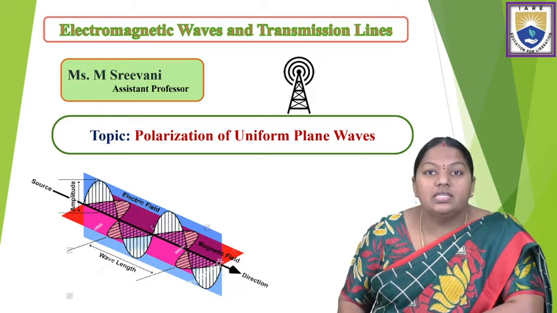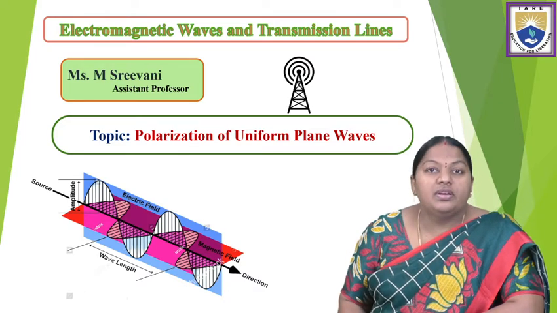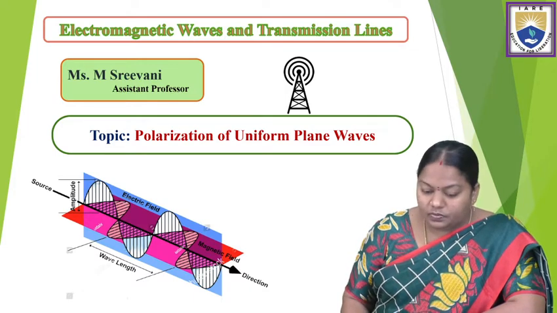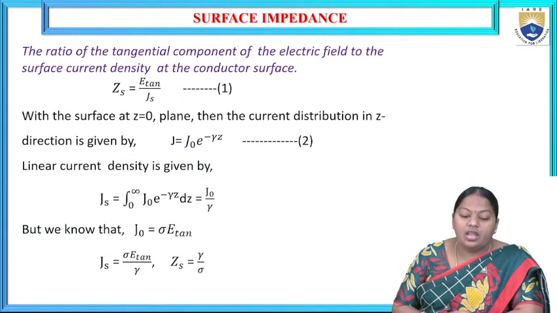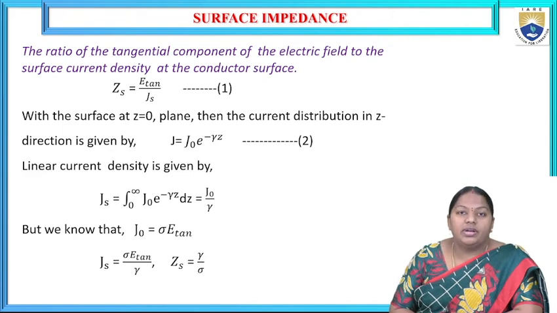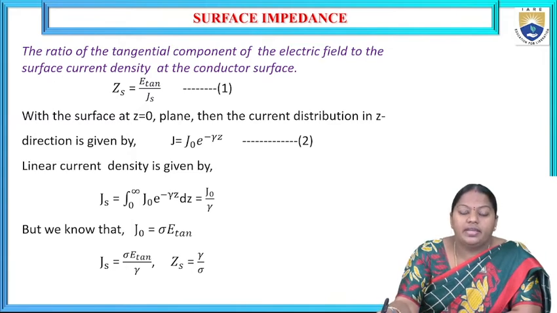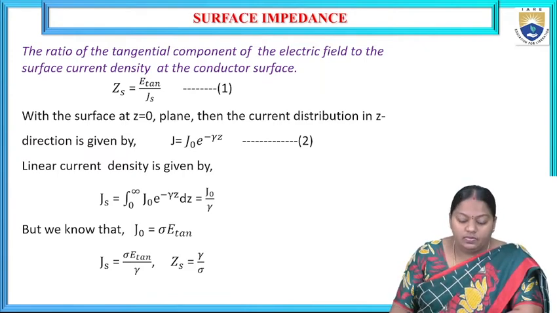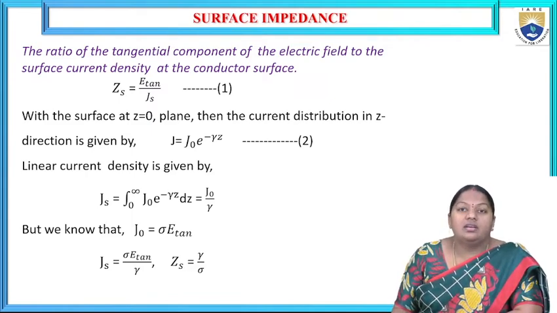So before going to discuss about this polarization of uniform plane waves, first let me introduce the surface impedance of a good conductor, right? So what do you mean by surface impedance first? How is it related to the characteristic impedance, or intrinsic impedance, of the good conducting medium? With the help of the surface impedance we will relate the two, nothing but surface impedance and intrinsic impedance.